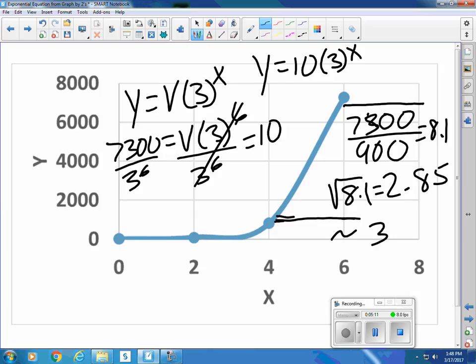Even if we're not very close on our 7,300, then we can still get that starting value as long as we look for the nearest whole number. And we can get that it's being tripled every time, 3 times bigger.